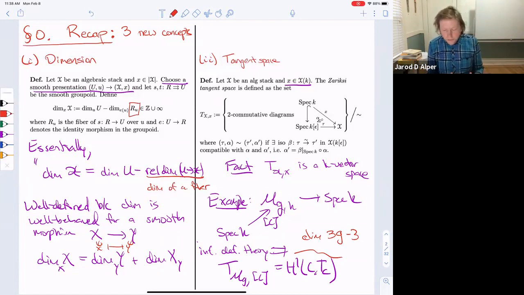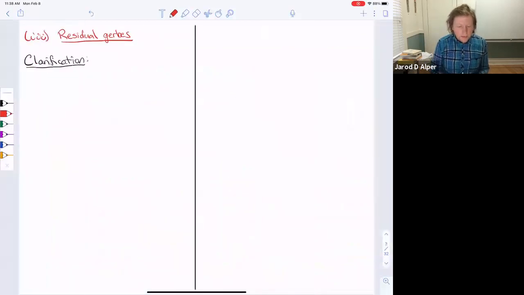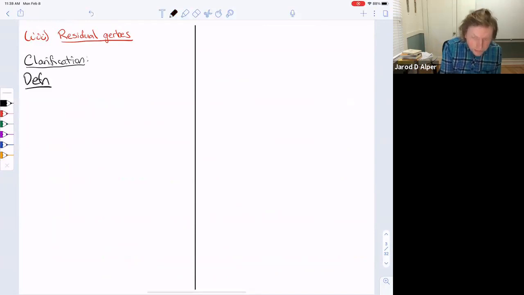We still don't know that it's smooth. Well, we haven't introduced smoothness yet. We'll cover that today. And then the third thing we covered was residual gerbes. But before I remind you of that, I just want to introduce a clarification and a reminder of some of our definitions. First is that we say an algebraic stack is quasi-compact.